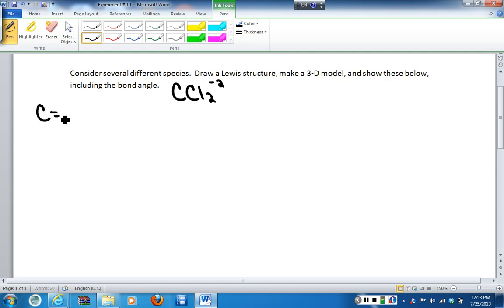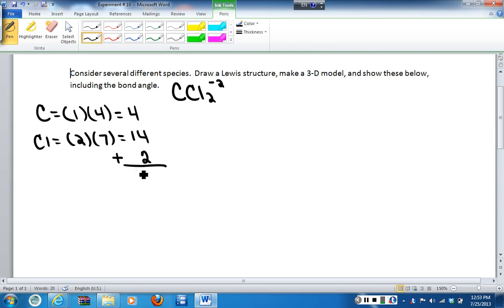So for carbon, there is one of them, and carbon is in group 4, so it provides 4 valence electrons to the structure. For the chlorines, we have 2 of them, and chlorine is in group 7, so that provides us with 14 of the valence electrons. Now, for this molecule, we also have a charge, and since it is a minus charge, that means we need to add electrons. And since it is minus 2, we need to add 2 additional electrons, giving us a total of 20 valence electrons. So, we determine our skeletal structure.